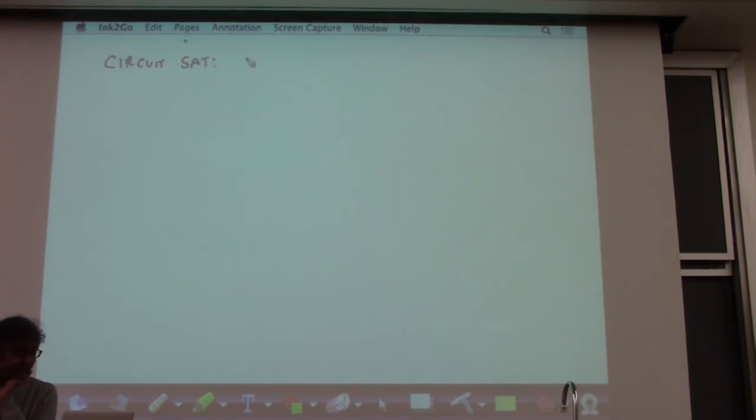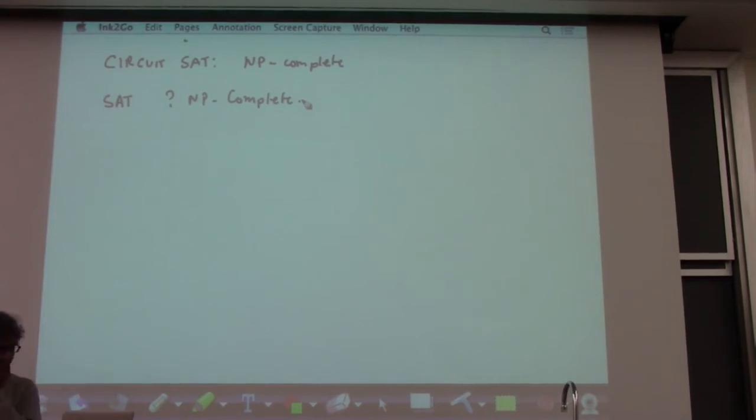And we know circuit SAT is NP complete, because I told you. And now we have the SAT problem, which is basically a bunch of formulas, and you want to check if the formula is satisfiable. And we want to know, is it NP complete? How would we go about showing this?